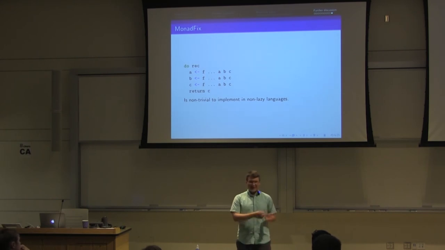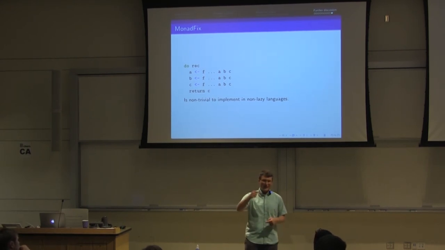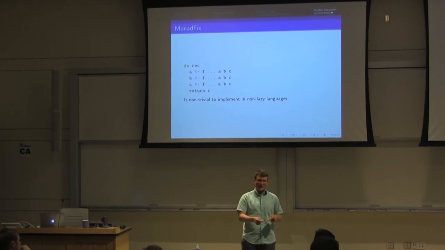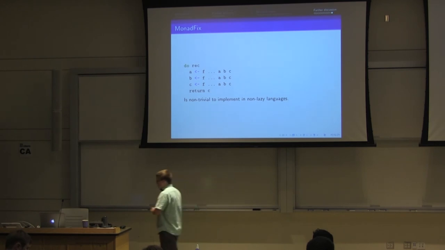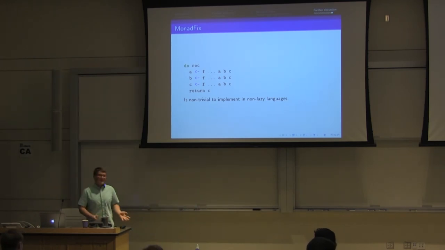And unfortunately, because in Scala we don't have any sugar, you cannot have forward references in a for comprehension. You would need to use this mfix directly, which is going to make your code even worse looking. So it works in Haskell, but that's about it. And this is not going to work in PureScript or any other strict language without extra compiler support.